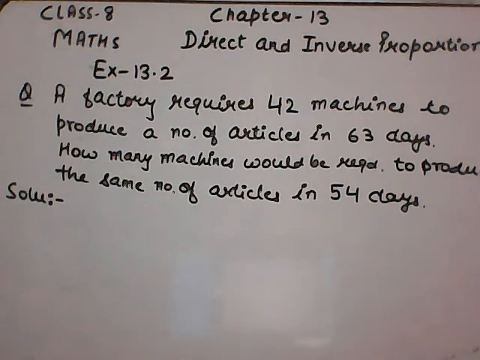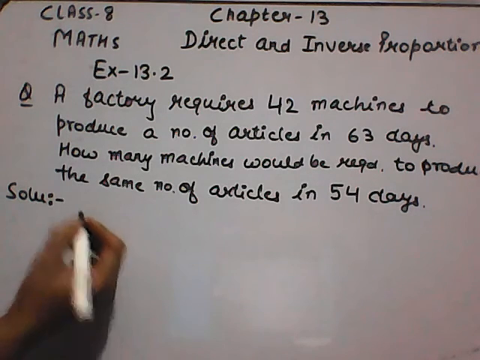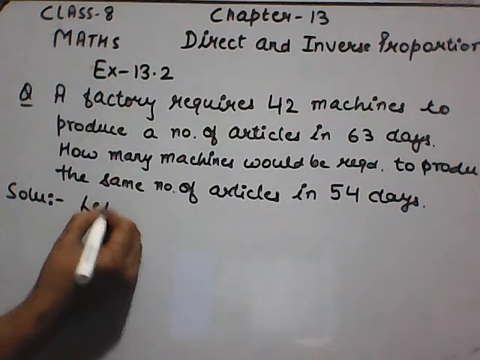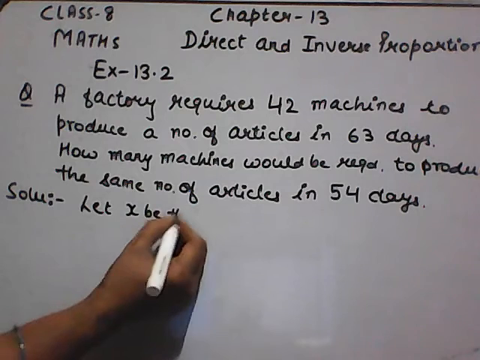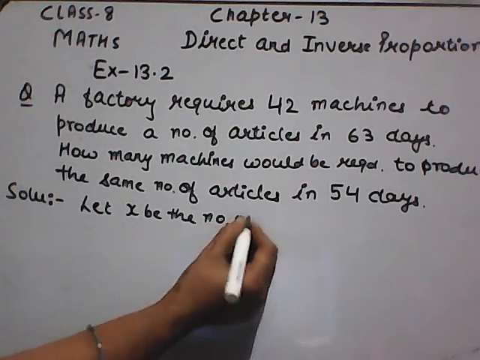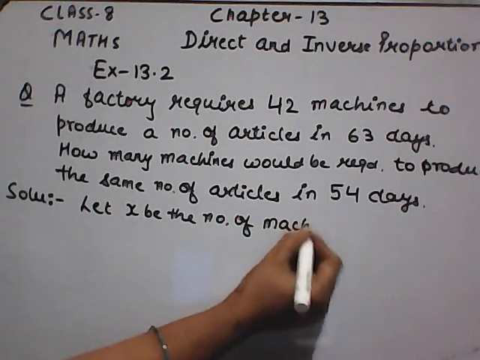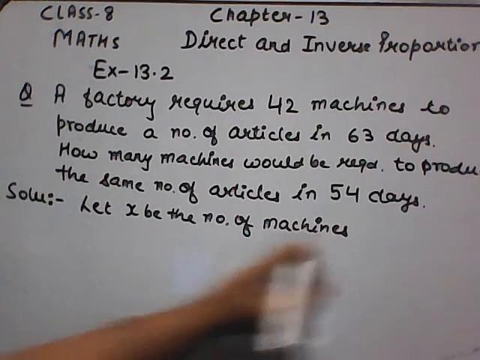If we increase the number of machines, then in a reduced number of days, that means in 54 days, you have to produce the same number of articles. Here, as we increase the number of machines, the number of days will decrease. So there is a case of inverse proportion. Let x be the number of machines to produce the same number of articles in 54 days.